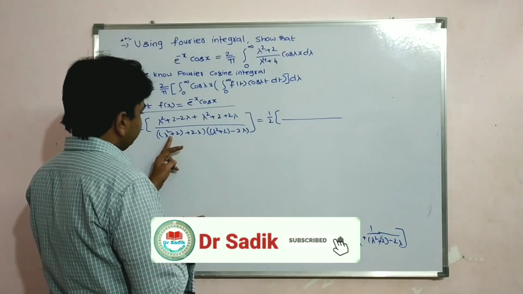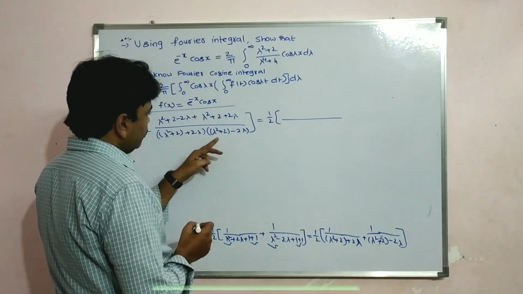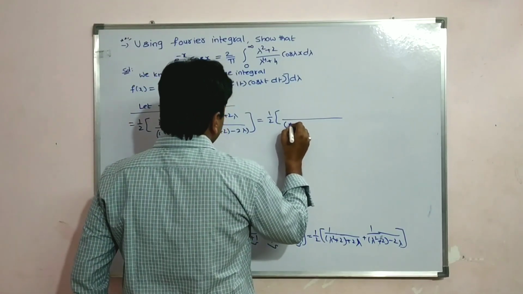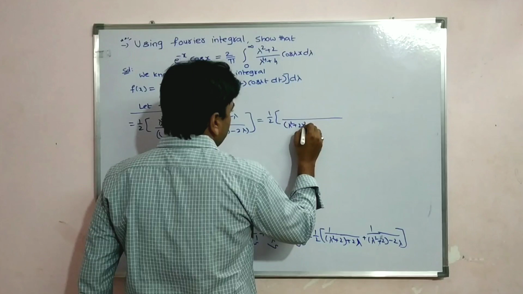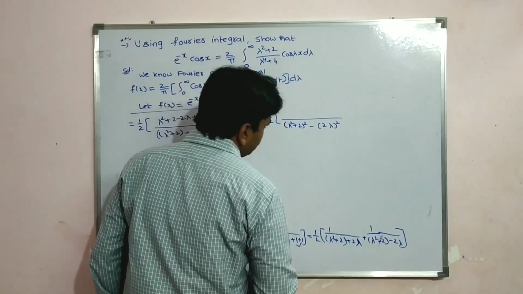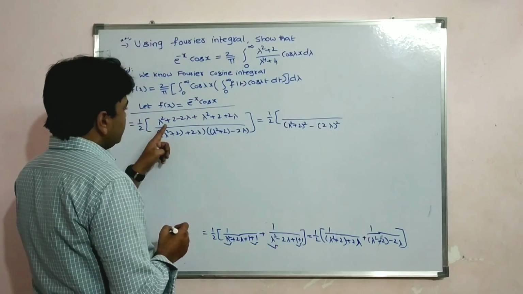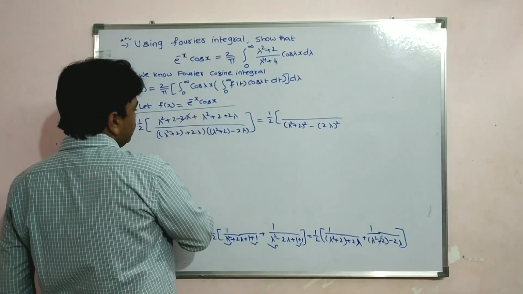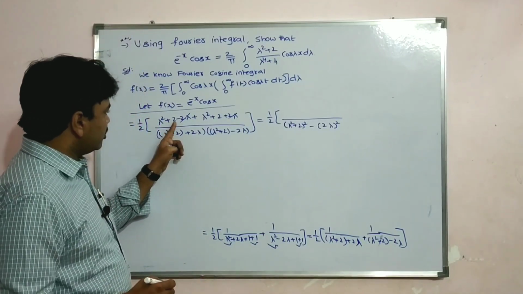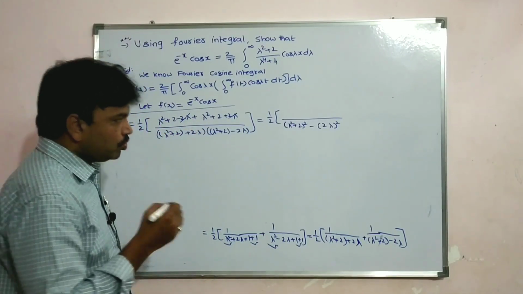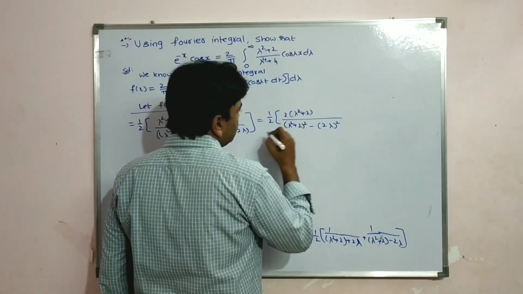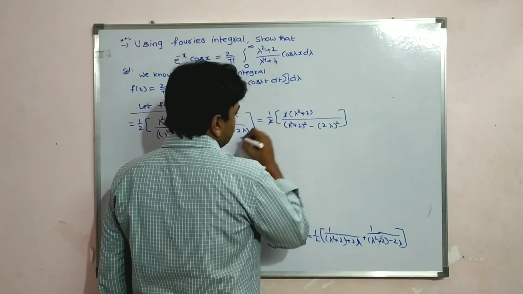a plus b into a minus b. So what is the formula here? Lambda square plus 2 whole square minus 2 lambda whole square. See students, in the numerator, minus 2 lambda plus 2 lambda cancel. Okay students, now lambda square plus 2 and lambda square plus 2, 2 into lambda square plus 2 plus 2. So 2 cancel here.